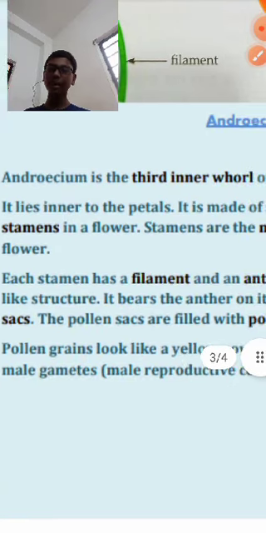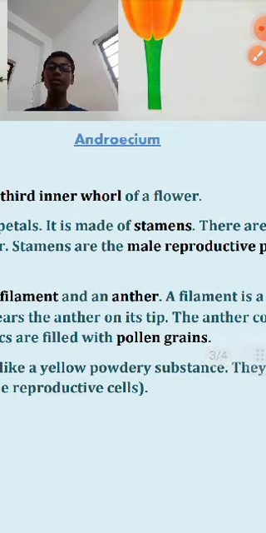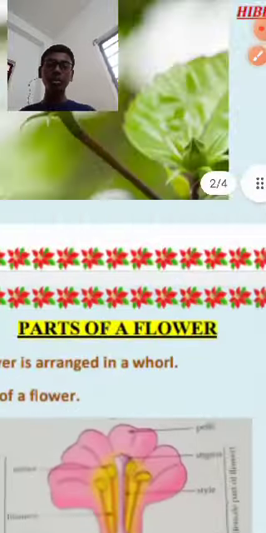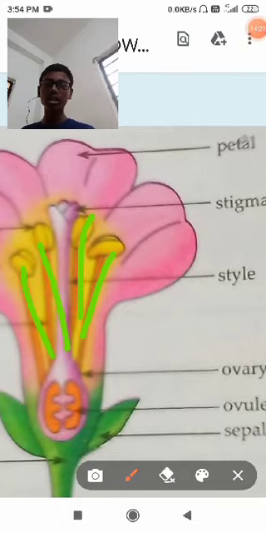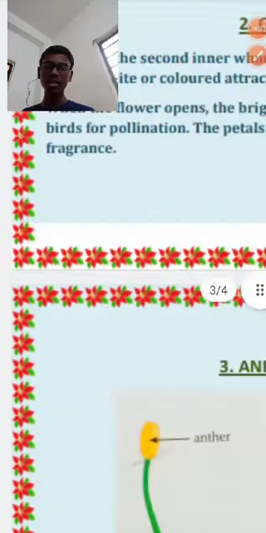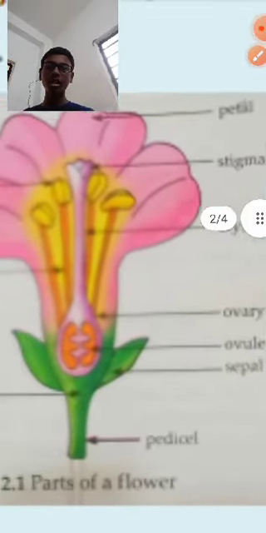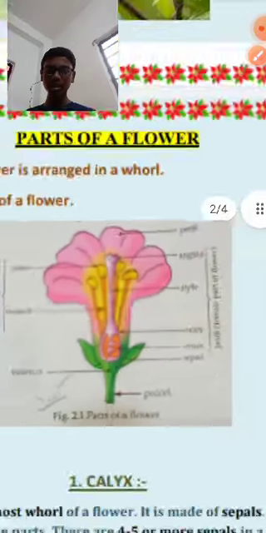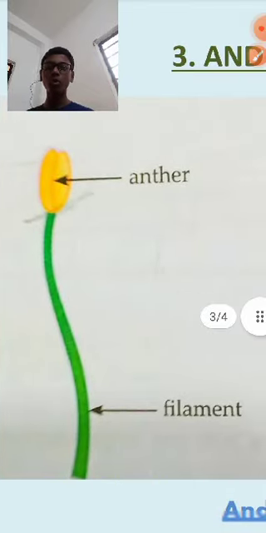Okay, now it lies inner to the petals. It is made of stamens. Now over here also a bunch of stamens, we will take it as the androecium. The thing which I have just shown you over here, these are called the stamens. So over here it is given two on either side. In this picture of androecium they have taken one briefly.